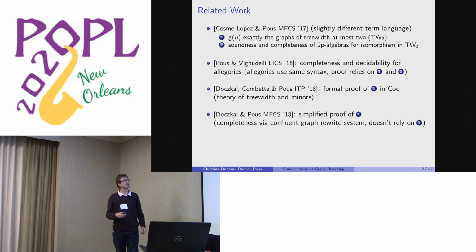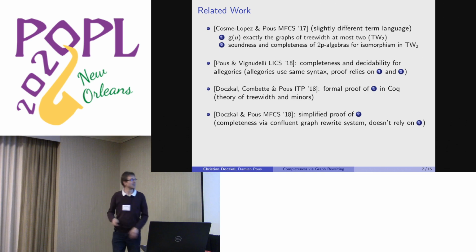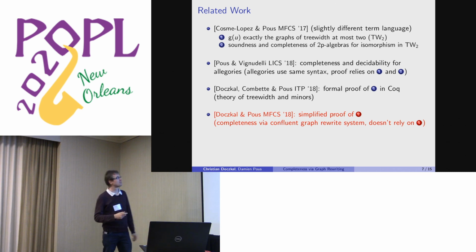And this required quite a lot of graph theory in the background, particularly a theory about trees and minors, these kinds of things. And then we realized, once we had actually submitted this, that for the completeness direction, there's a much easier proof that does not require any graph theory and just uses a confluent graph rewrite system. So this we published at MFCS 2018, and in this talk, we talk about the formalization of the main part of that paper.